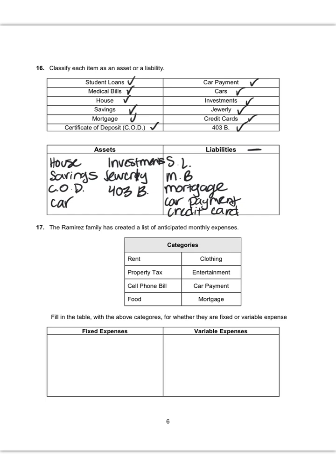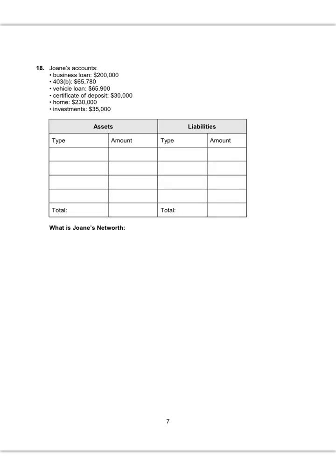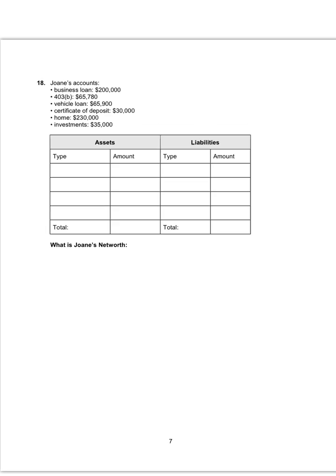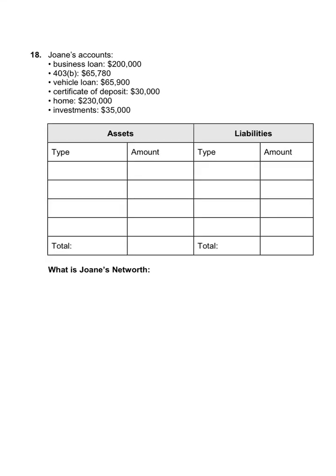All right, number 17, we are going to skip through number 17 at the moment because we do not need it for our test. I put it on there accidentally. And we are going to move over to question number 18. Question number 18 is asking us to find the net worth of Jones. So we need to go through the same process as number 16 and put each of these accounts into assets and liabilities. So business loan is a liability, 403 is good.